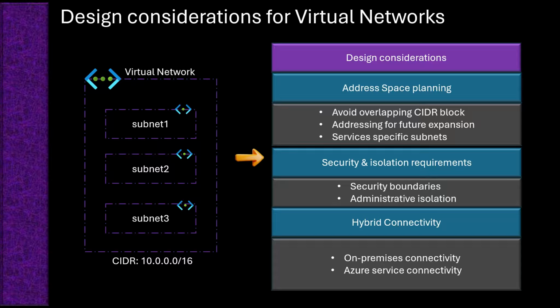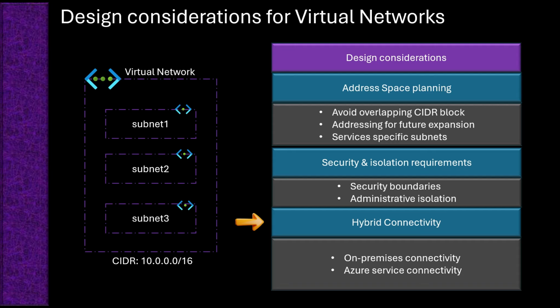For security and isolation requirements, you should define virtual networks to reflect any security isolation needed between applications or environments, such as production and development. And also you should determine if administrative isolation is required between teams or departments, which could impact how virtual networks and subnets are structured and managed.